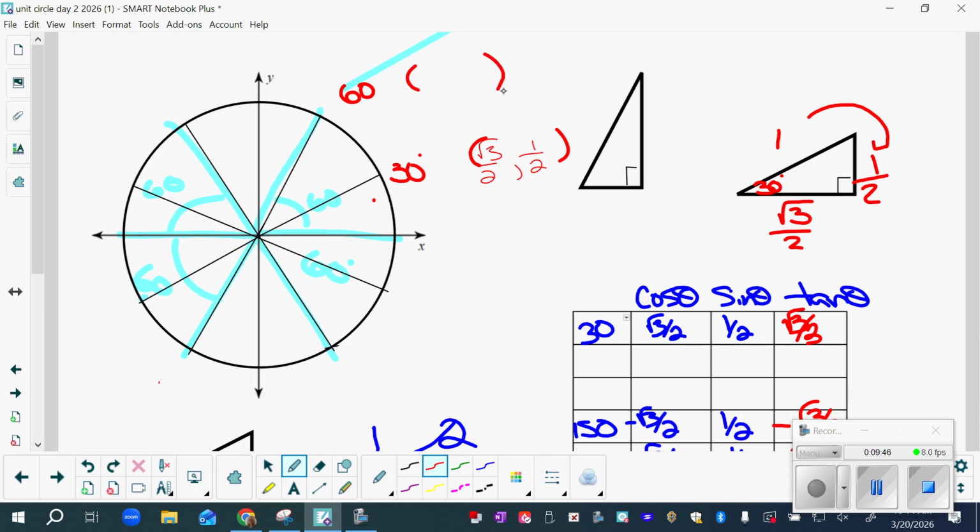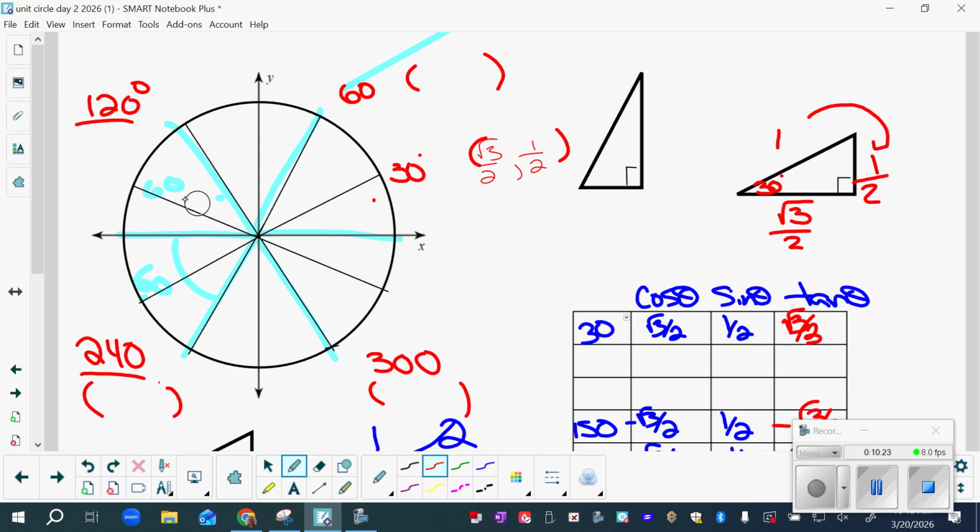Can anyone figure out what this one is going to be? It's 180 take away 60 degrees. Did someone say it? 120, thank you, I appreciate that. This one is going to be 180 plus 60 degrees. And the last one is going to be 360 minus 60 degrees. Those were the 30s, they're already on your paper.